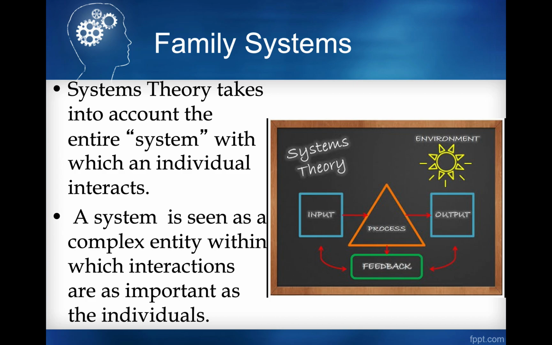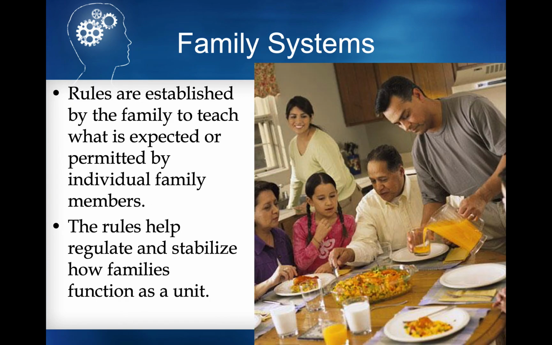Systems theory takes into account the entire system with which an individual interacts. A system is seen as a complex entity within which interactions are as important as the individual. Rules are established by the family to teach what is expected or permitted by individual family members. The rules help regulate and stabilize how families function as a unit.